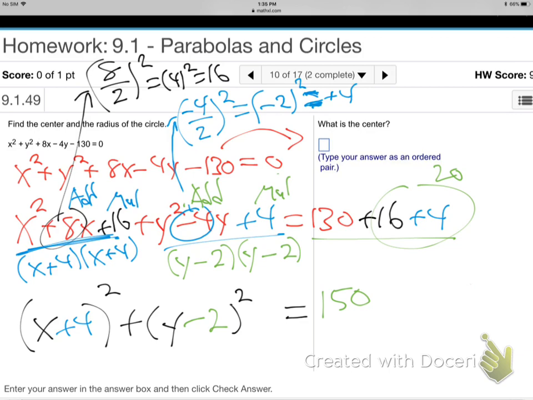Now we can just go opposite, opposite, square root. Right? So the center, now we know the center. Where's the center of the circle? Negative 4, comma, positive 2, isn't it? Opposite, opposite. Like that. The square root of 150, I have no idea what it is. Well, let me see. Let me go back and answer the question.